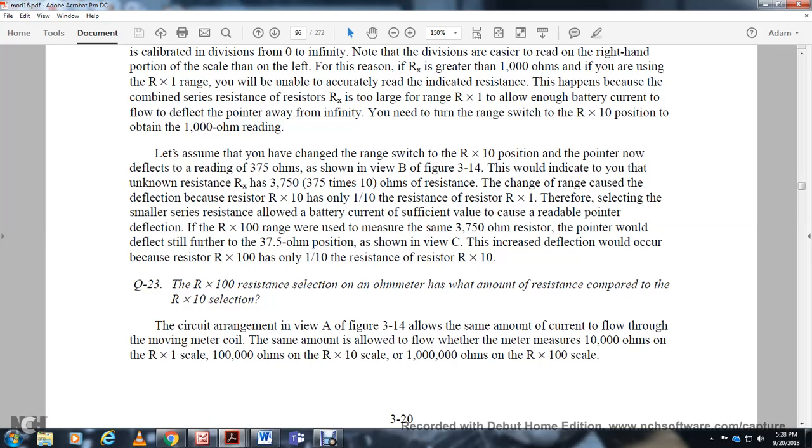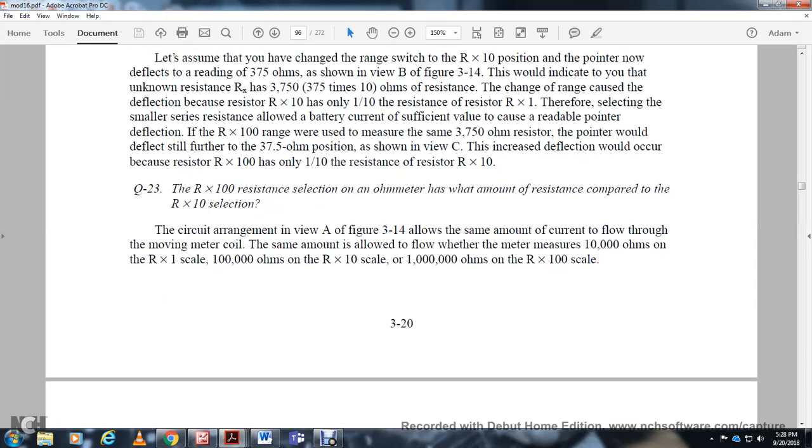Alright, in the circuit arrangement of figure 3-14, the same amount of current flows through the moving meter coil when measuring 10 ohms on the resistor x1 scale, 1,000 ohms on the x10 scale, and 1 million ohms on the x100 scale.